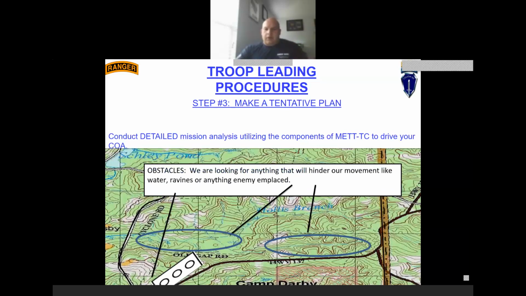Okay. So right there, we've got some waterways, swampy land, and that becomes an obstacle, right? When you're looking at a map, that's how the enemy could use that. And when you look at METT-TC and you analyze this, how are these two obstacles for us walking? How would this hinder us during our movement?